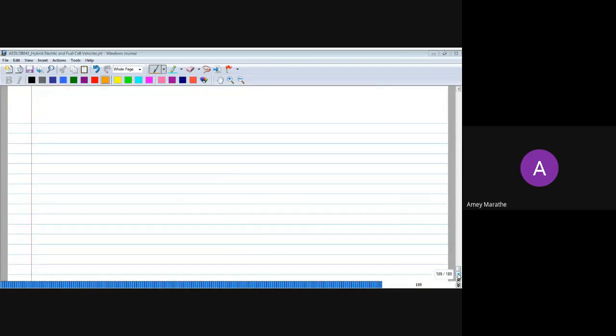Then let us move to the next type, which is the third type. It is the molten carbonate fuel cell, also called MCFC. Let me see if I have the picture. So, molten carbonate.